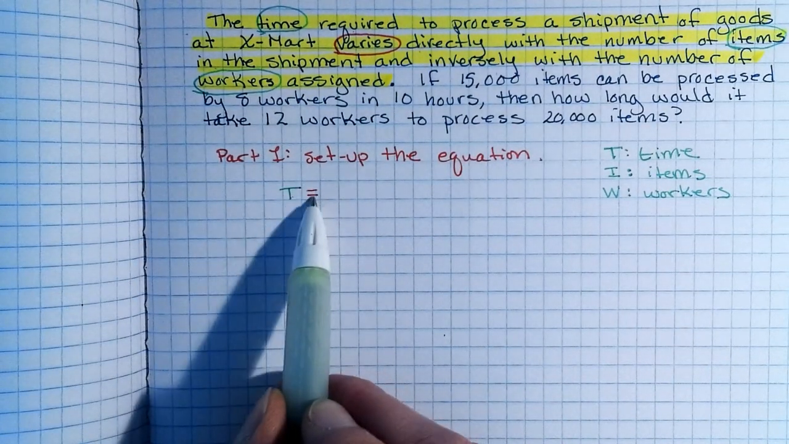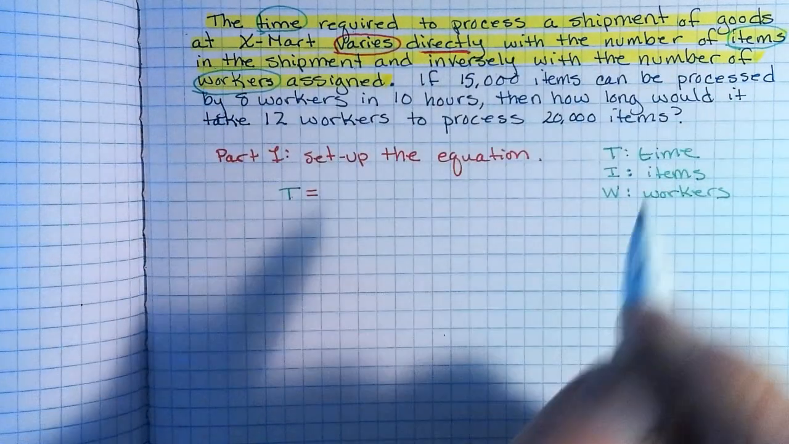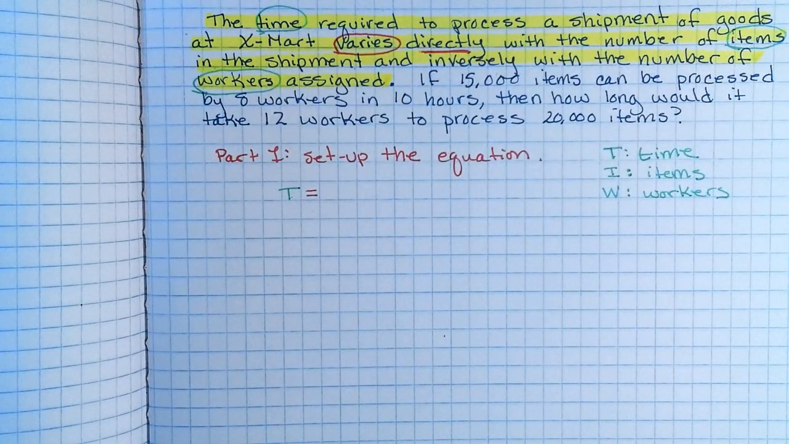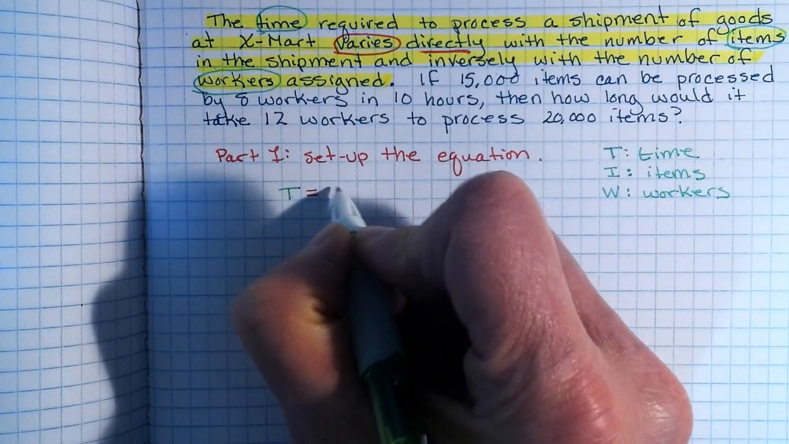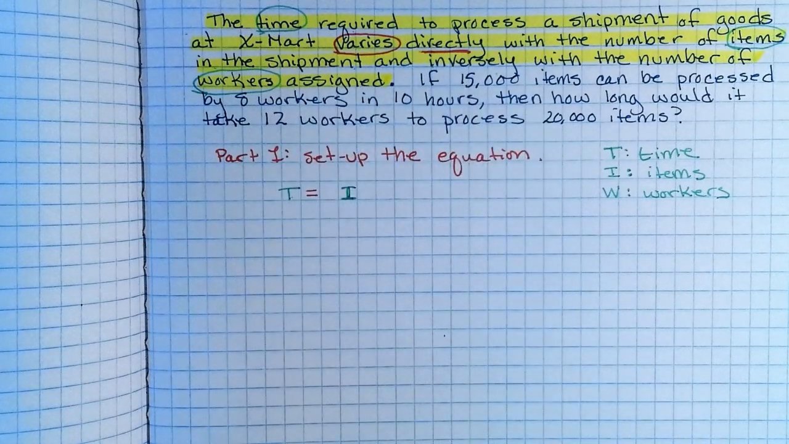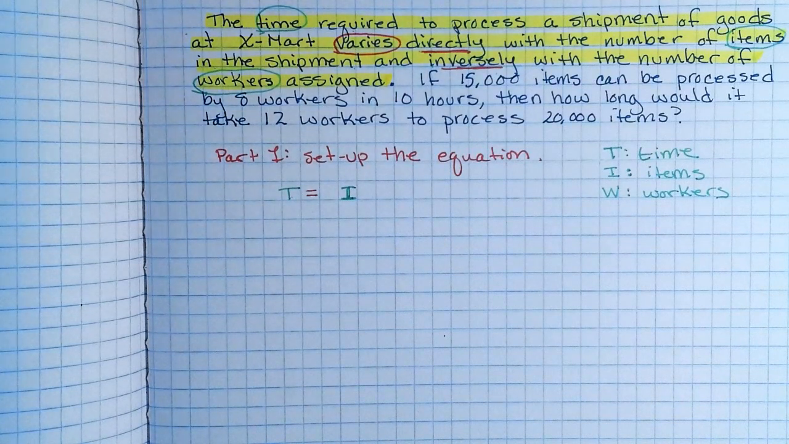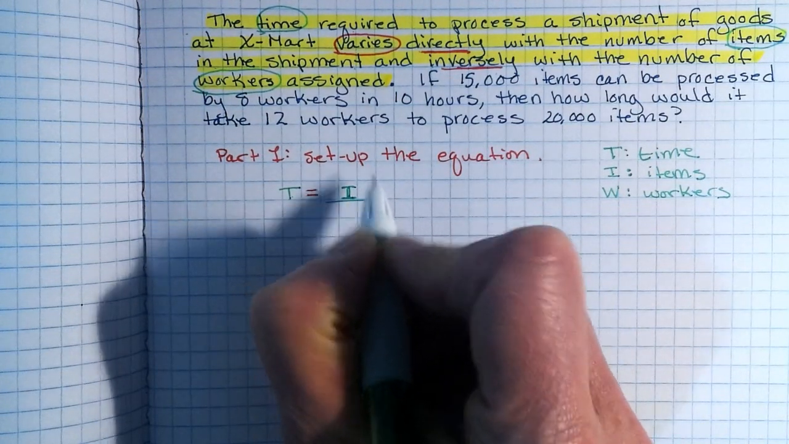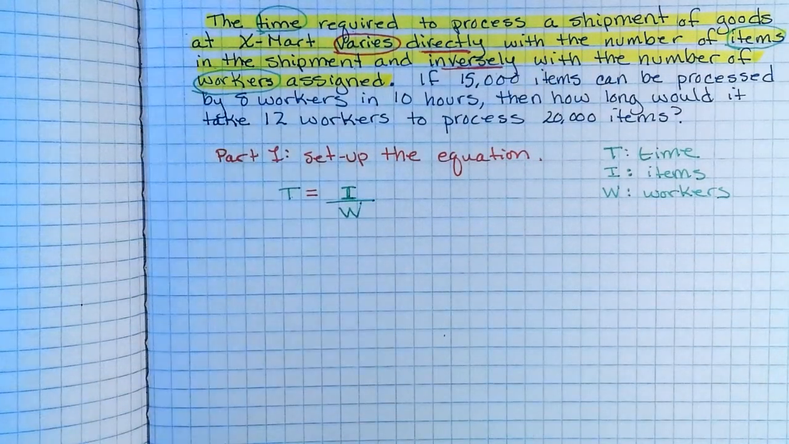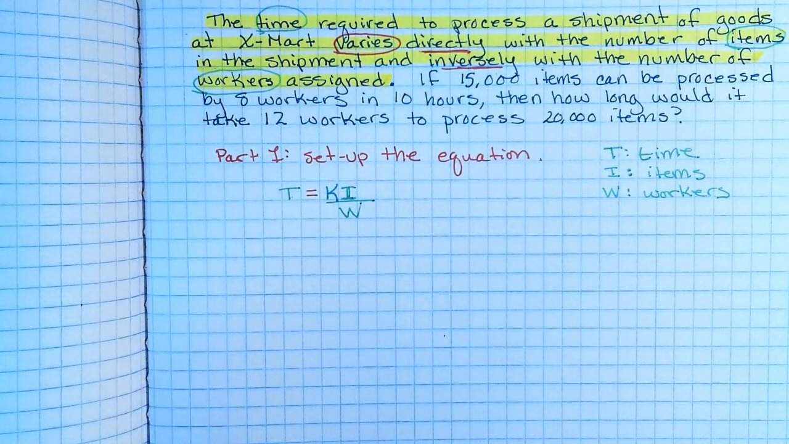So time varies directly, that's our key word here. Directly means on the same level with the number of items, so I'm going to put I on the same level. And inversely with the number of workers. Inversely means that my workers has to go down in the bottom. The last thing that we have to remember is our constant of variation, which always goes on the top.